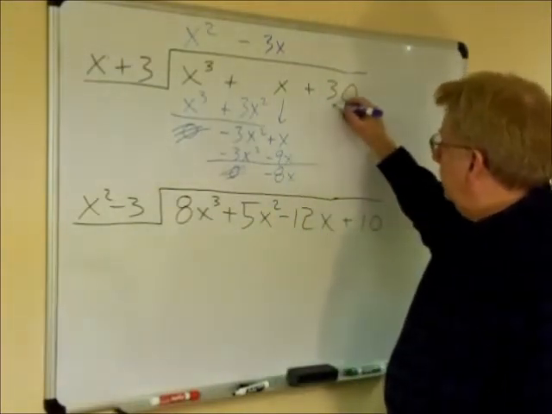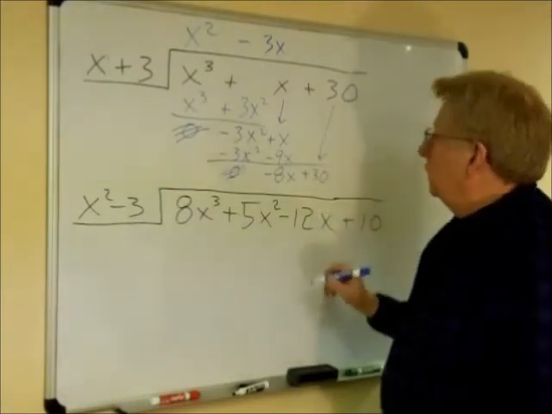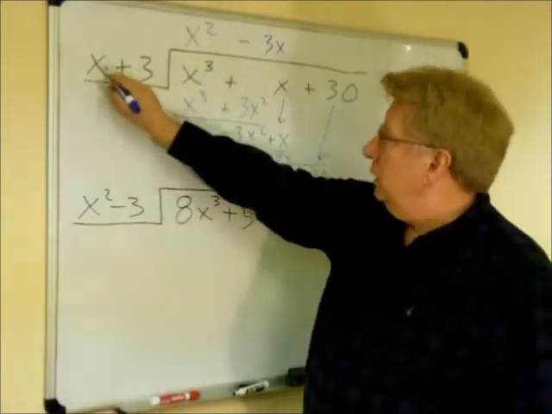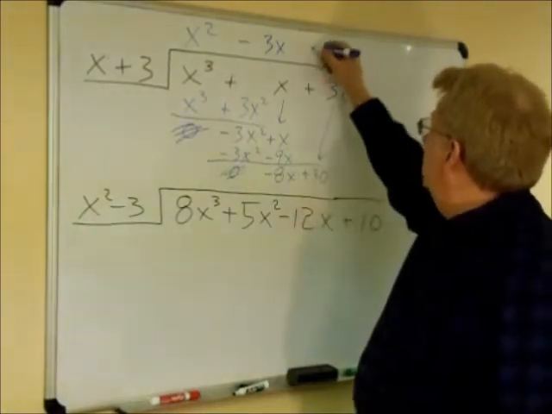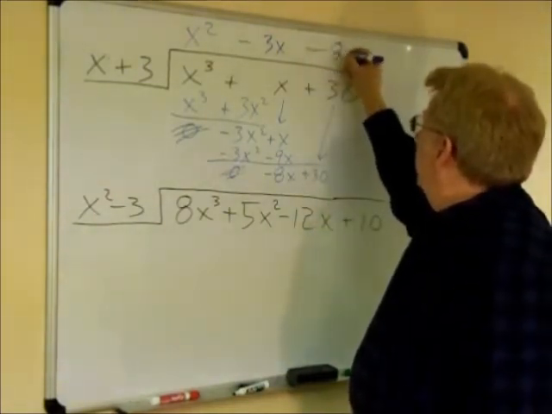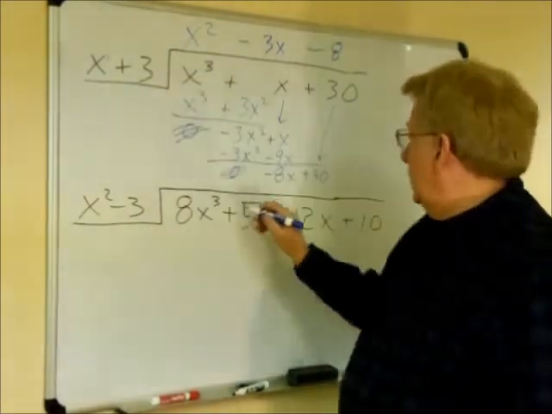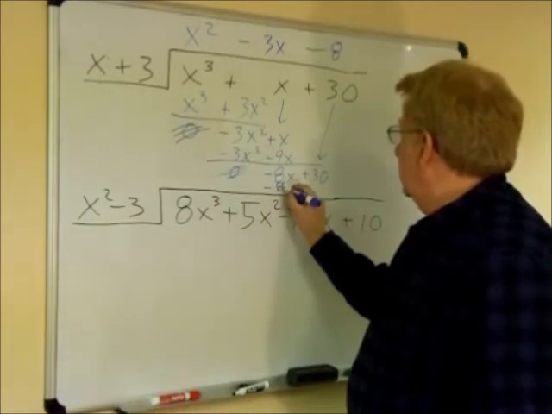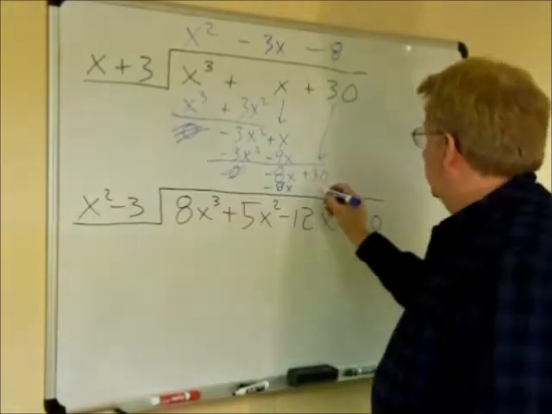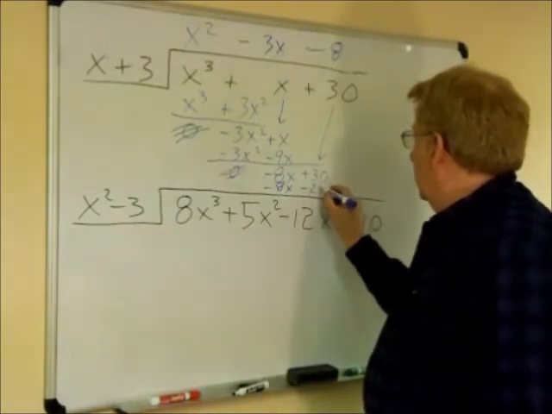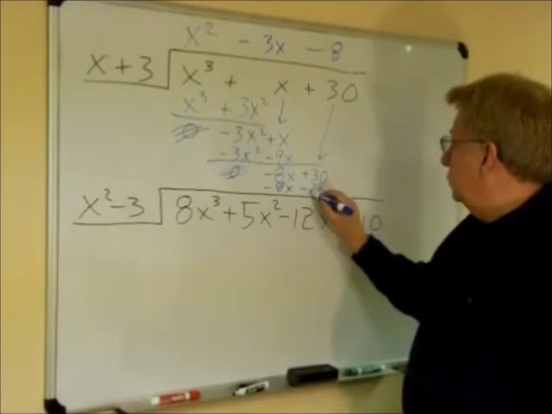Now we carry down the next number, which is a 30. So we have a plus 30. Alright, now we take x into this. X into minus 8x gives us minus 8. We take minus 8 times both terms. So minus 8 times x is minus 8x. That's going to cancel. Minus 8 times 3 gives us minus 24. So 30 minus a minus 24.